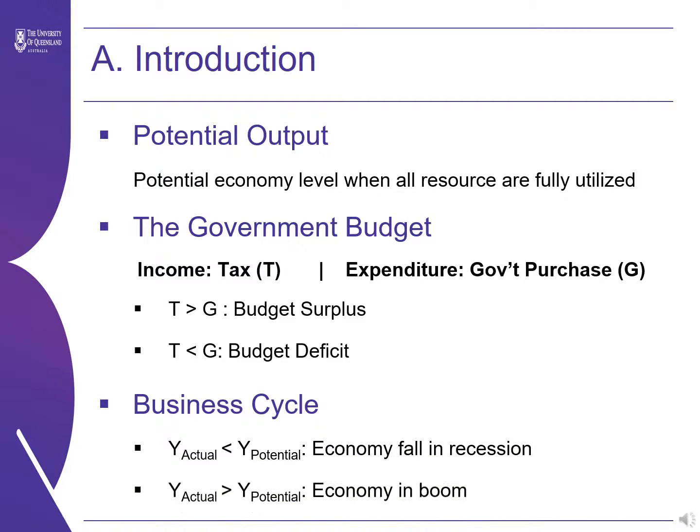In the business cycle, when the actual output is below the potential level of output, the economy falls into recession, and when the actual output is above the potential level of output, the economy is in boom.